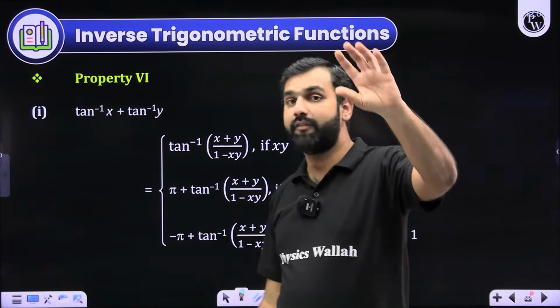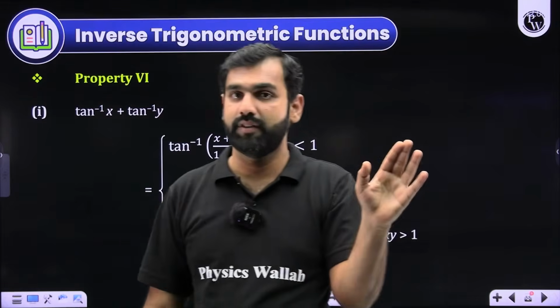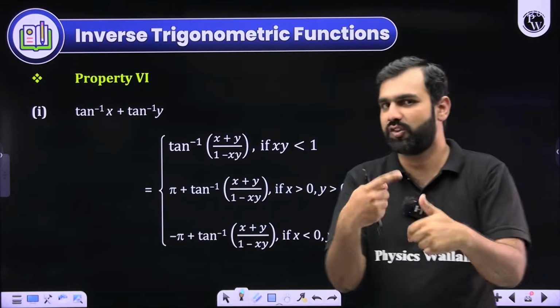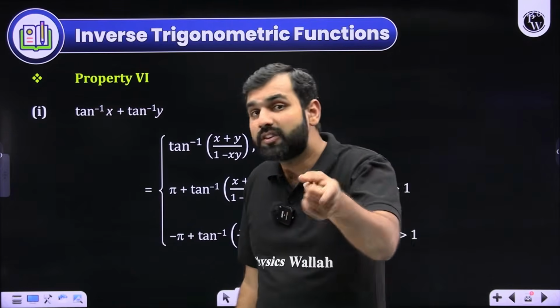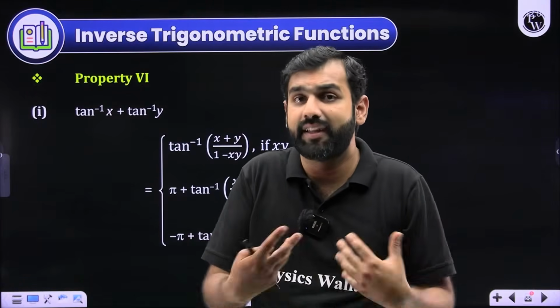Again, I hope you remember we had a discussion on tan inverse 1 by x. It will not always be cot inverse x. It will be cot inverse x as long as x is positive, but it will be minus pi plus cot inverse x if x is negative. The same problem will now start arising here.